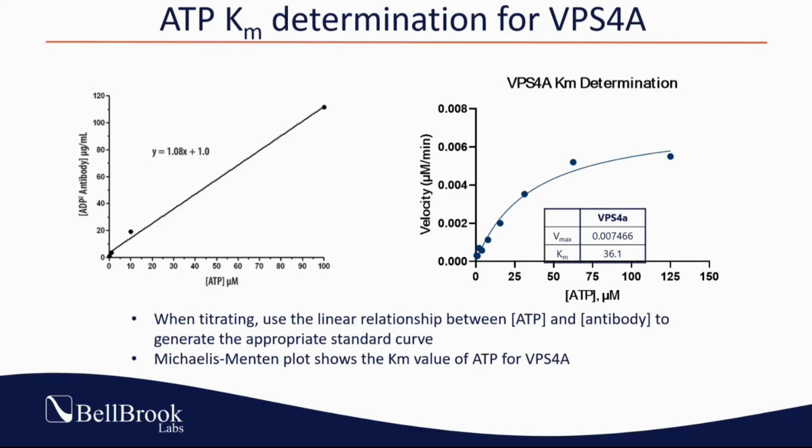So as I mentioned earlier, when your goal is to screen for ATP competitive drugs, it is really important to know the KM of ATP for your target enzyme. And the reason is when you are actually doing your screening, you're going to want to do this at ATP concentrations at or below the KM.